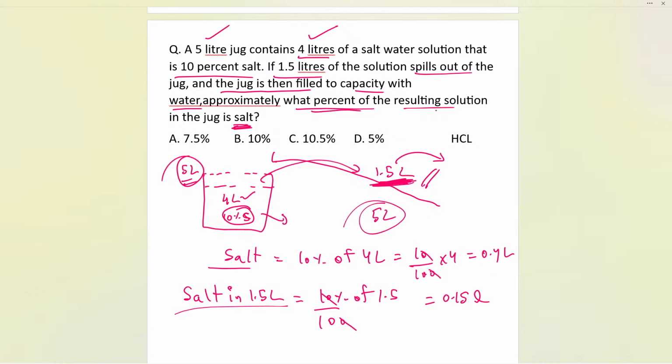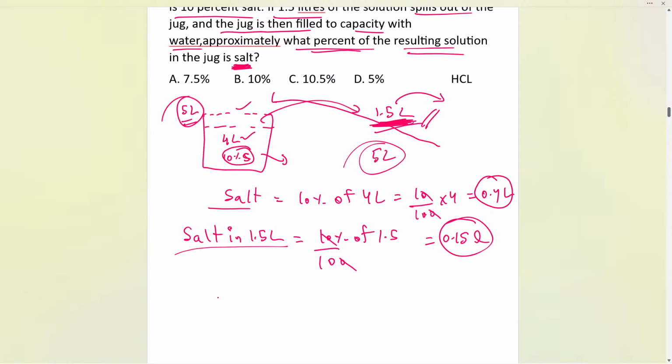What do I need? I need the percent of salt in the solution in the jug, the salt which is remaining. 1.5 already removed. Now remaining will be just total minus this. This will be the remaining part. So let us write: 0.4 minus 0.15 divided by, initially, salt we have 0.4 liters. Just multiply with 100. This is the part that we need.